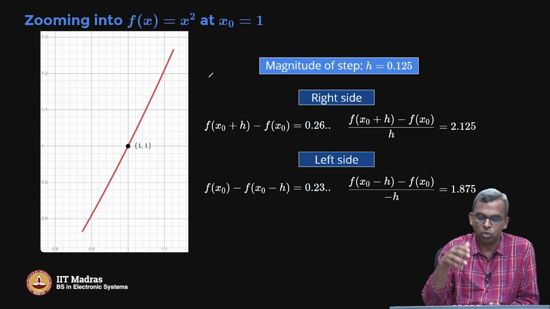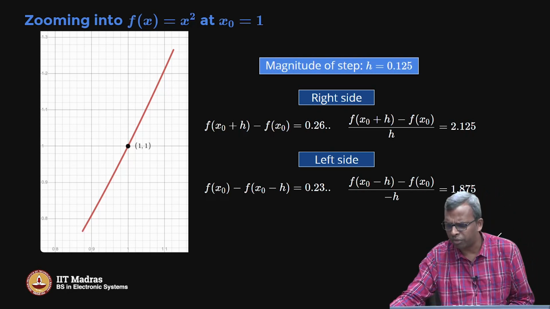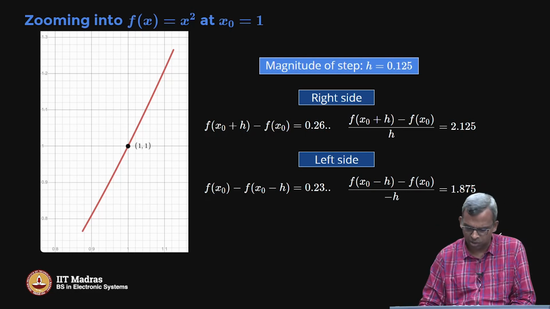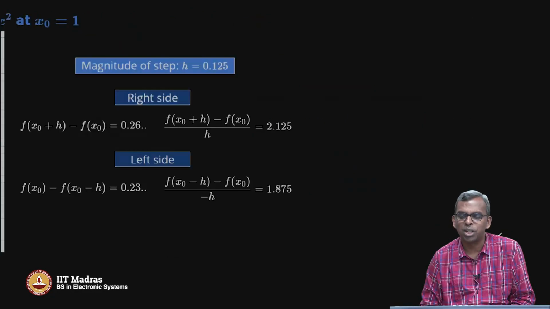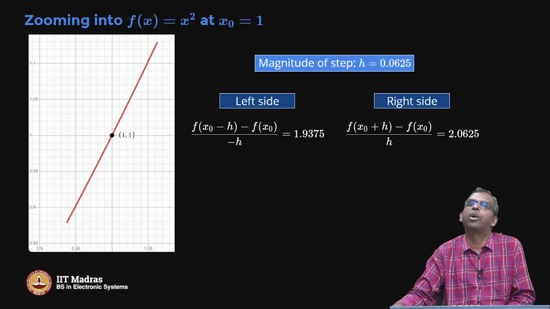0.125 step, zoomed in there. Okay, let's zoom a little bit more. In fact, you can keep on zooming. You can try this in Desmos to however much zoom you like. But I've gone down to 0.0625.